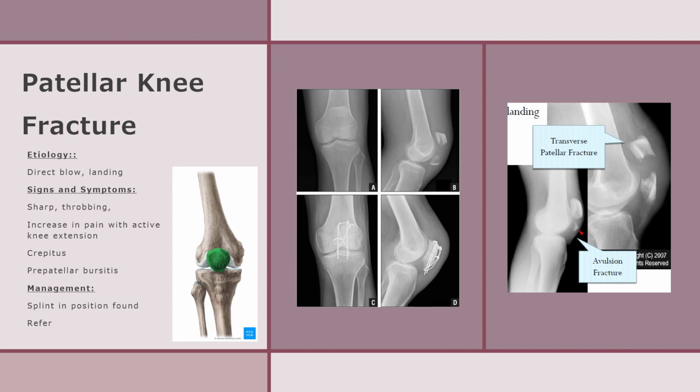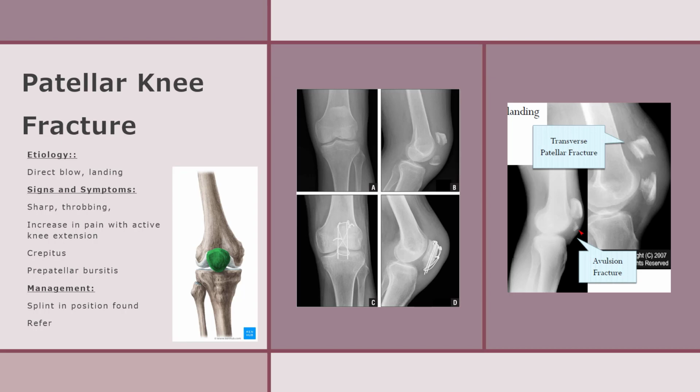Common signs and symptoms of a patella fracture include sharp, throbbing pain. Pain is typically increased with active knee extension. Crepitus or creaking may occur, and prepatellar bursa rupture is possible. Managing a patella fracture should include splinting the patient in the position that they were found and referral to an emergency department and/or orthopedic specialist.